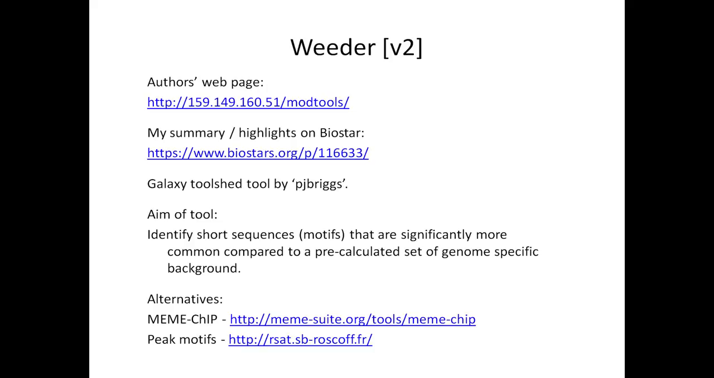So Weeder picks all oligos, or small sequences, of length 6, 8 and 10 in the input sequences, and collects for each all occurrences in the input with at most 1, 2 or 3 substitutions, respectively. By default, oligos are only collected from the first 100 sequences.